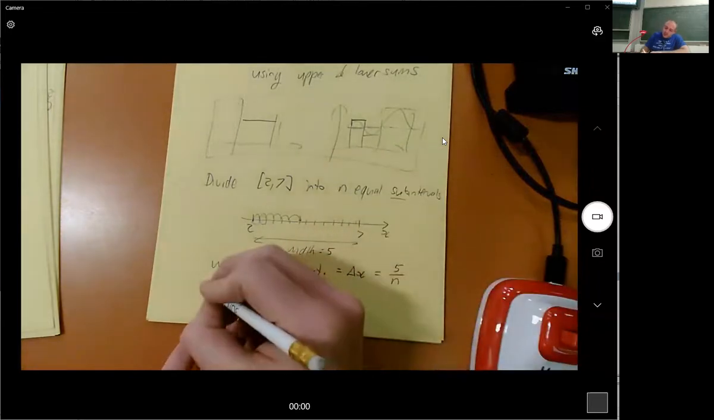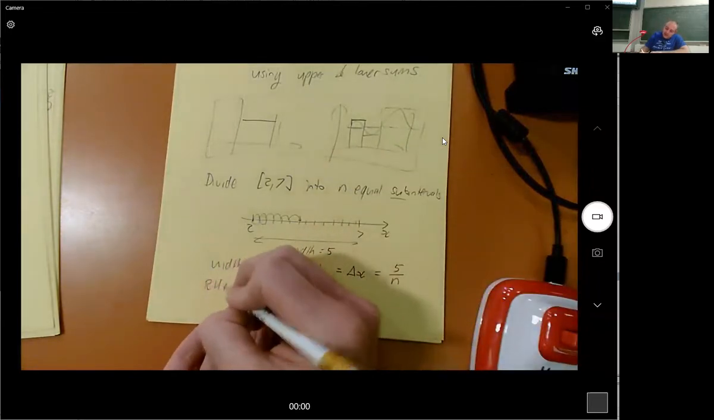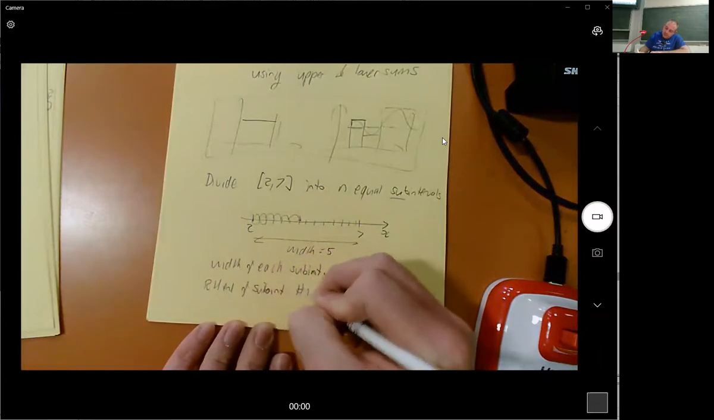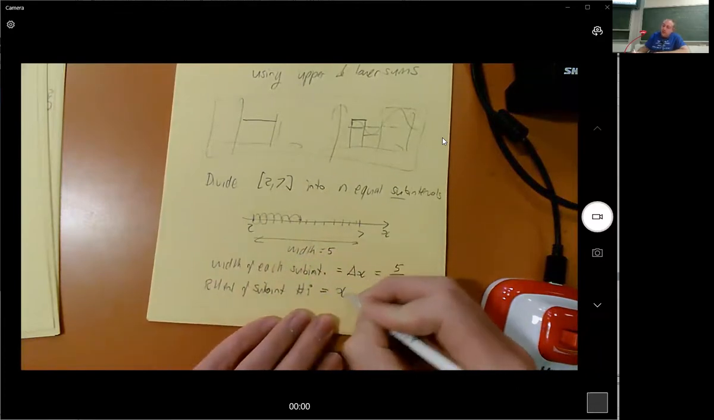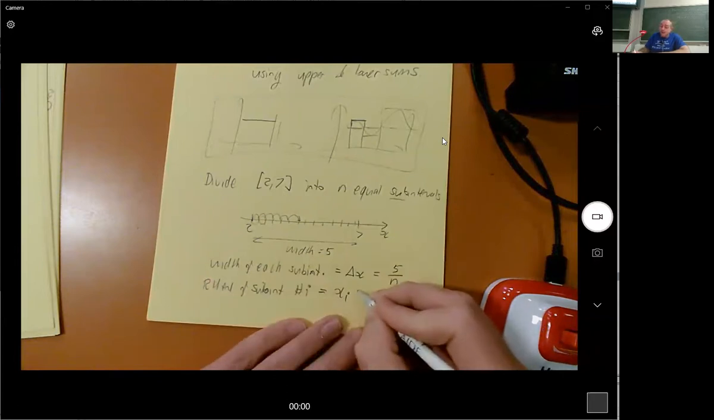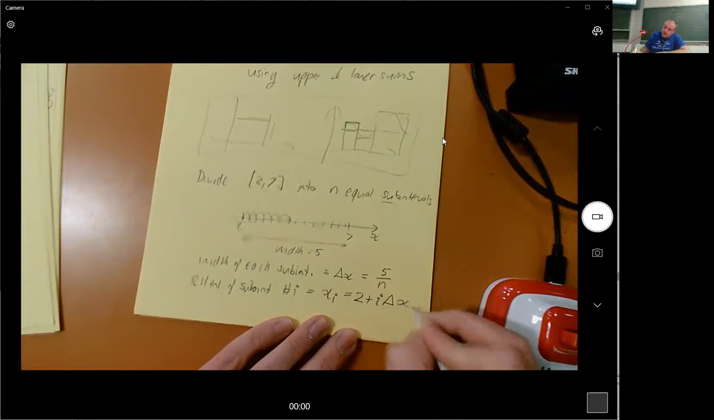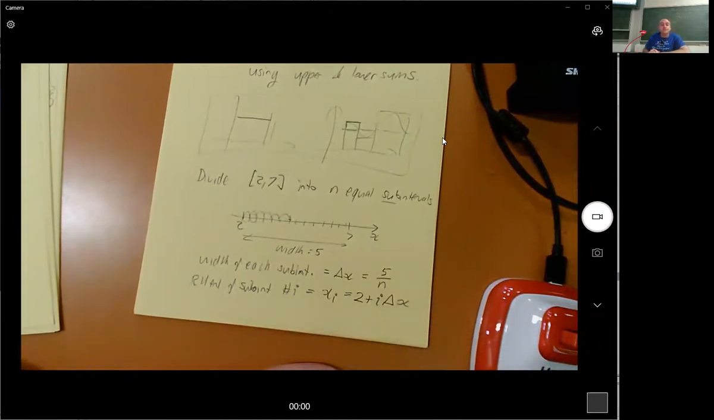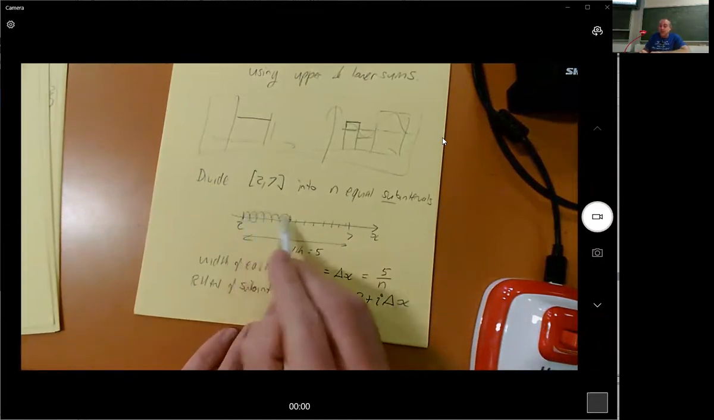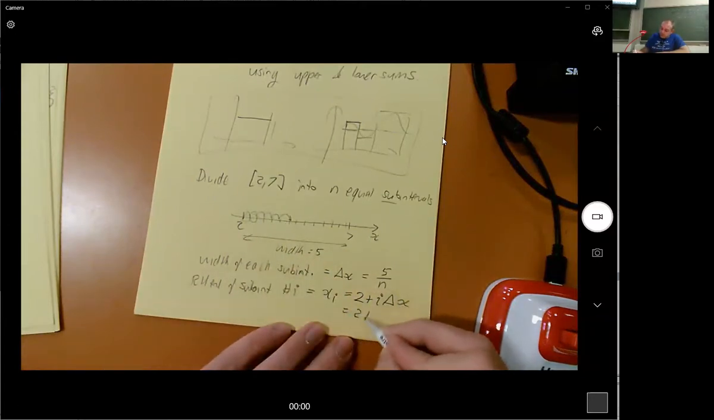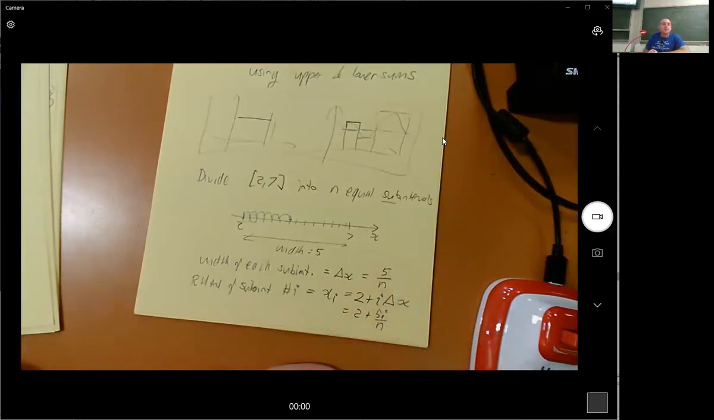So the right-hand end of sub-interval number i is traditionally called x_i, and it is 2 plus i lots of delta x, because that's what I did. I started at 2 and did i lots of delta x, and here I am at the end of interval number i, which is 2 plus 5 on n times i, because delta x is 5 on n, and I've multiplied it by i.